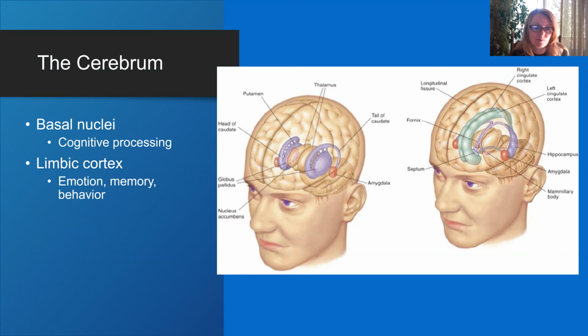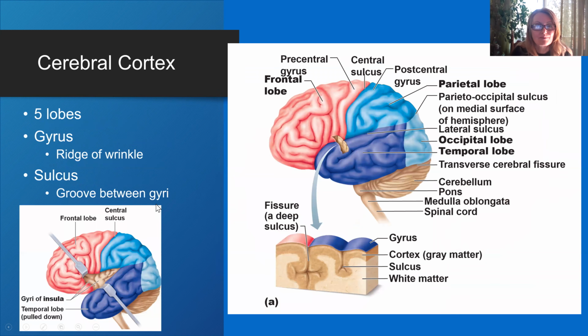Also, deep to the cerebral cortex, you have the limbic system that is involved in emotion, memory, and behavior. Over here, you can see the basal nuclei. Structures like the hippocampus, amygdala, and mammillary body are part of the limbic system, I'm sorry, not necessarily cortex, limbic system. Okay, so let's continue with the cerebral cortex.